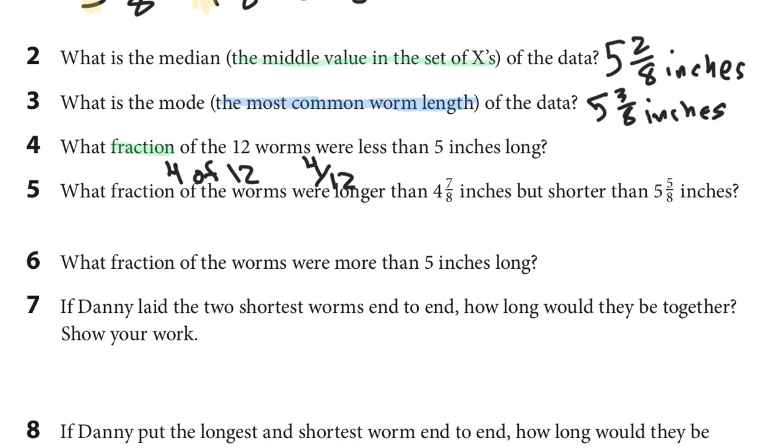What fraction of the worms were longer than 4 7/8 inches, but shorter than 5 5/8 inches? Now, once again, it doesn't say 4 7/8 inches or longer. It just says longer than 4 7/8, shorter than 5 5/8. And for this, I'm going to choose yet another color. Let's see if I can find something that's pretty different. So something maybe orangey.